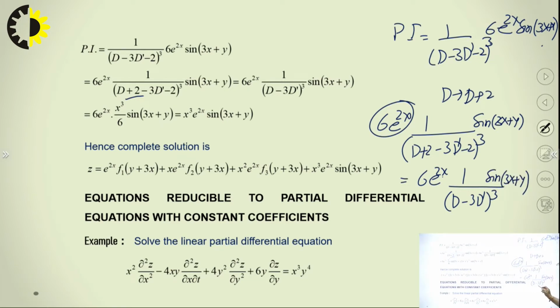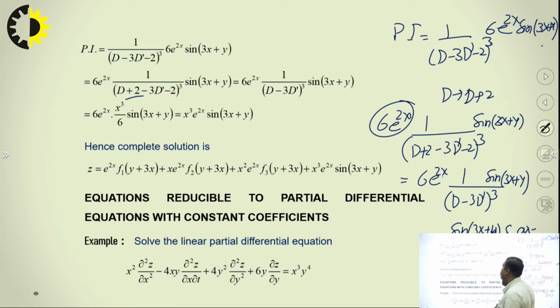सबसे पहली खास बात ये कि अब ये टर्म आपकी नॉन होमोजीनियस नहीं रही. This is not the non-homogeneous, this has become homogeneous. तो we have to use the formula for the homogeneous function. Formula for homogeneous function, that means sin(3x + y). That means compare with sin(ax + by), d is replaced by 3 and d dash is replaced by this.